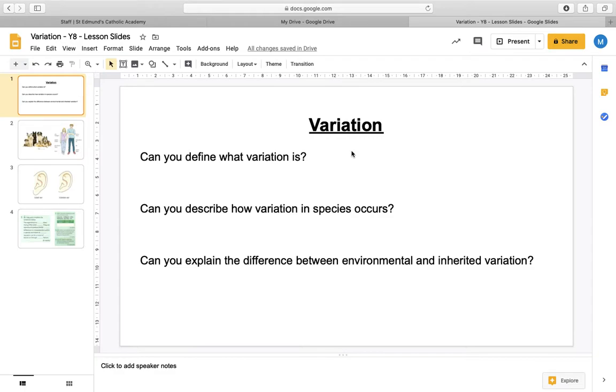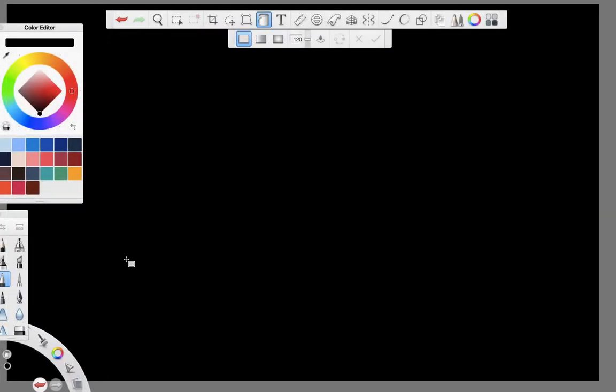Hello and welcome to our next lesson in this topic on adaptation and competition. Today we're going to be looking at something called variation. By the end of the lesson you should be able to tell me what variation is, describe how variation in species occurs, and explain the difference between environmental and inherited variation. In your books, as you would do normally, write the title, variation, and put the date, and we can make a start on the lesson notes.